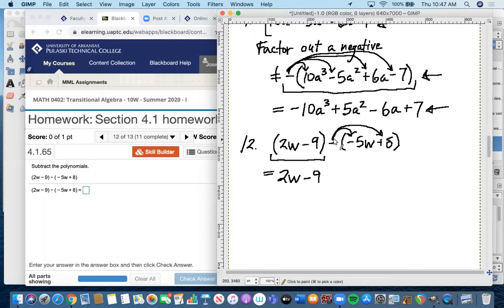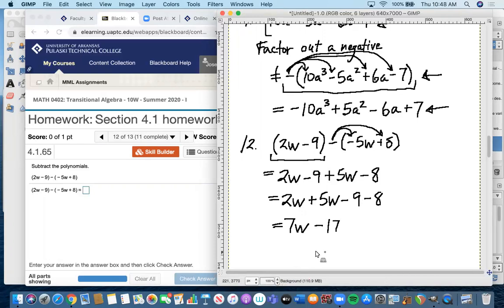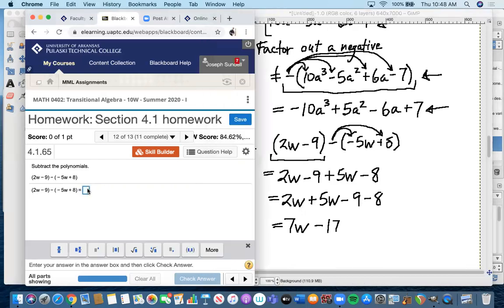Now the second set: I've got minus negative 5w, so that's where I change that to a plus 5w. And then minus positive 8, I'm going to have minus 8. Now I can add these together: 2w plus 5w, and then minus 9 minus 8. So 2 plus 5 gives me 7w, and minus 9 minus 8 gives me minus 17. So my answer is 7w minus 17.